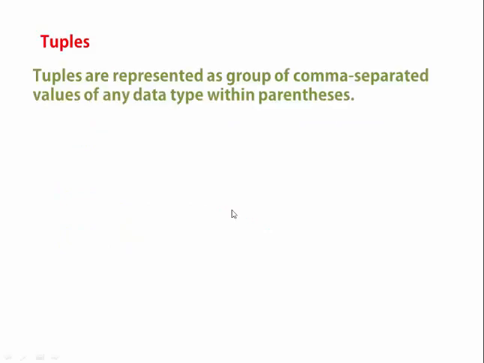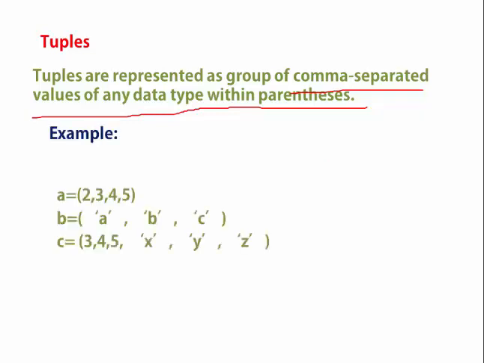Now we are going to learn about tuples. Tuples are represented as a group of comma separated values of any data type within parentheses. So here lists were put in square brackets, but tuples are put in parentheses. These are the examples.